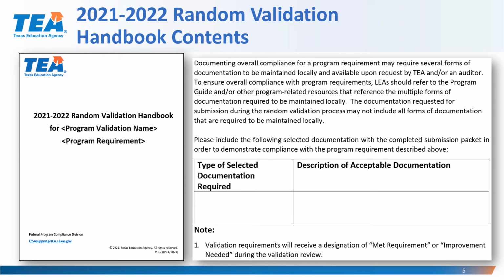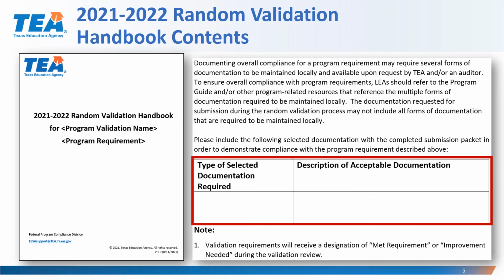The next section of the handbook includes very important information. It includes a table of the types of selected documentation that are required to be submitted, and it provides a more in-detail description of acceptable documentation. LEAs should refer to this section when compiling their documentation for submission.